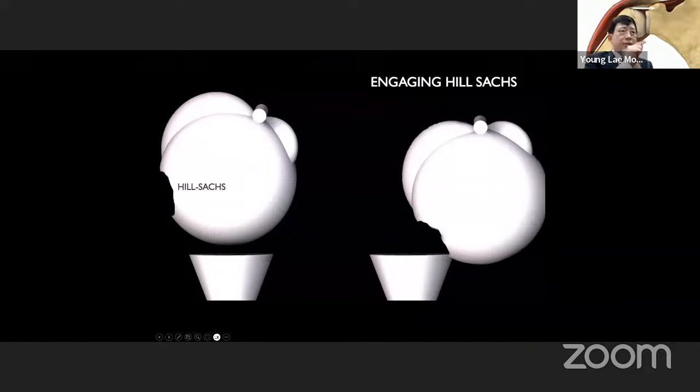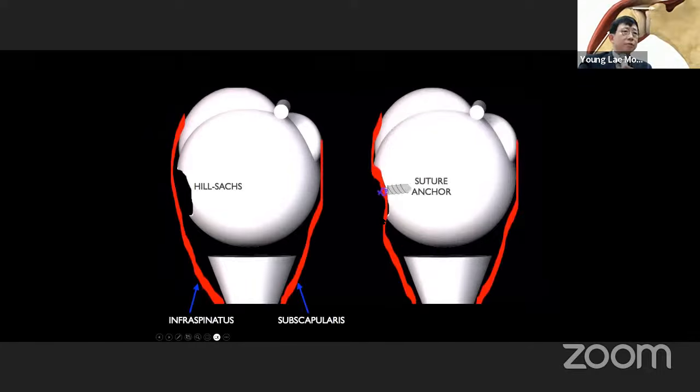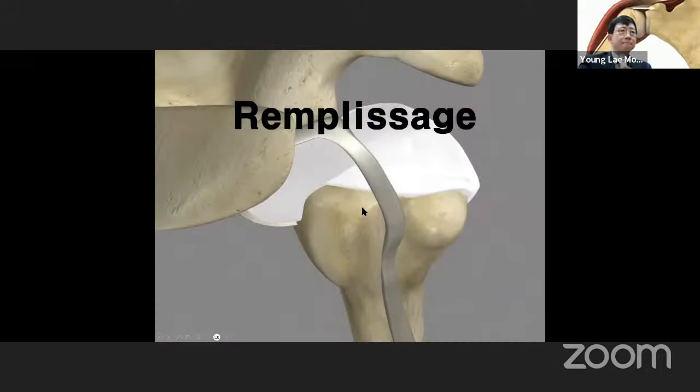Another issue is Hill-Sachs lesion. Commonly, you don't need to repair the Hill-Sachs lesion, but only in the case of an engaged Hill-Sachs lesion do we need to repair. So we repair the infraspinatus area, and we augment with this suture anchor. This is the so-called remplissage surgery.